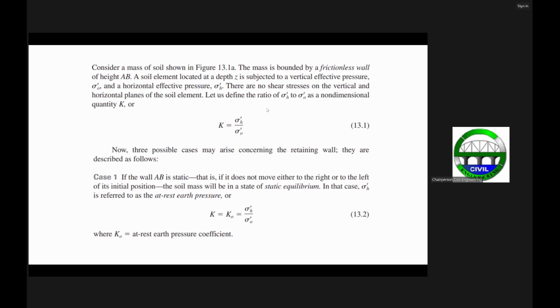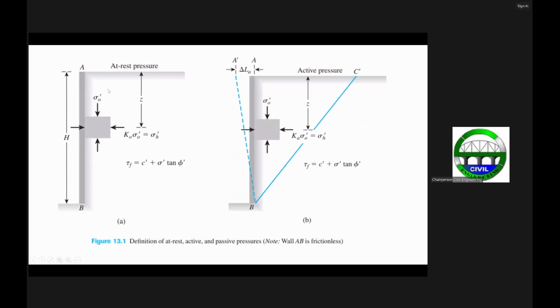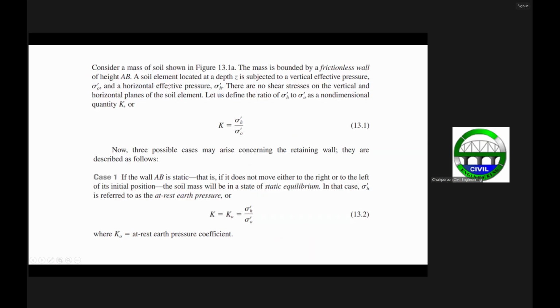So the soil element we have just seen here, located at any depth z, is subjected to a vertical effective pressure, or a vertical effective overburden stress. It's just the same. That's your sigma prime sub zero. I think we have already seen this parameter in our previous lectures. And then, aside from the vertical effective pressure, you also have this horizontal effective pressure, sigma H prime.